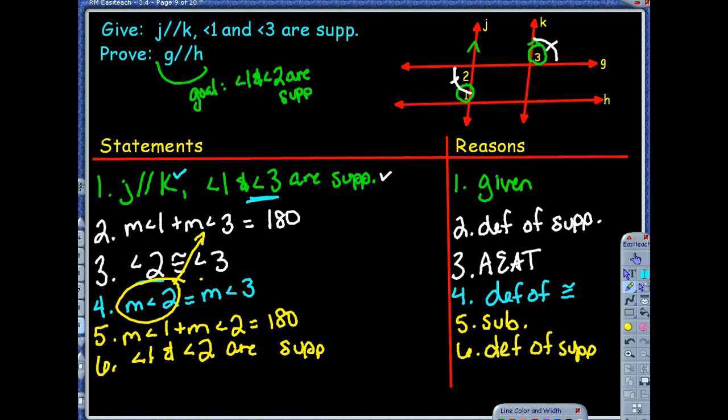And now that I know that those are supplementary, we know that G is parallel to H because of CIAT converse, the consecutive interior angle theorem converse, since consecutive interior angles are supplementary, the lines are parallel. Perfect. And notice this proof is a longer one than the last one, and a lot of times it's because you're proving something with supplementary. A lot of times that means it takes a few more steps.